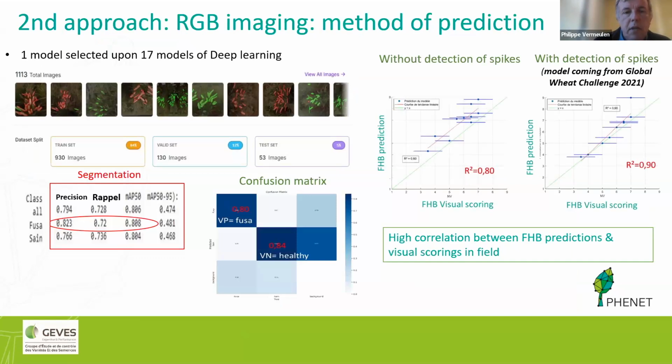So different models have been developed, and one of them has been selected. And you can see that using this model, we have a performance higher than 80% of white classification. And the work was done using detection of spike as a first step, and on the other side without the detection of spike. But the correlation between the visual scoring and the prediction is more or less the same.